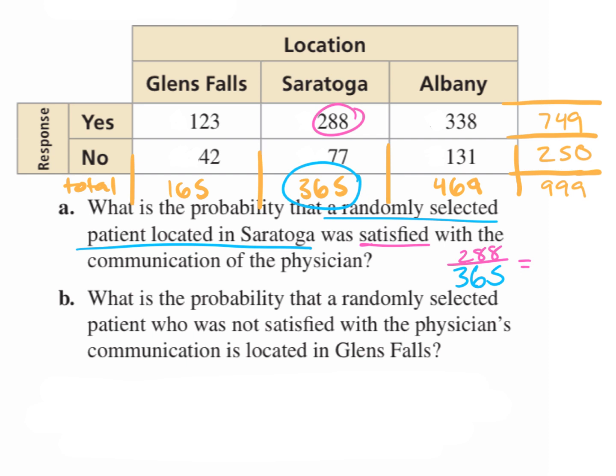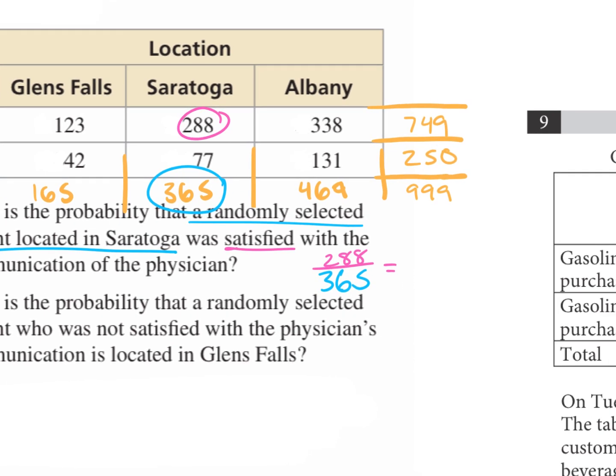If you're not sure if you can simplify this fraction or not, put it in the calculator. Do 288 divided by 365. And just leave the answer as a decimal. That way you don't have to worry about simplifying it correctly. Just put it in the calculator and give me the decimal. So 0.789, which would be what percent? 78.9%.